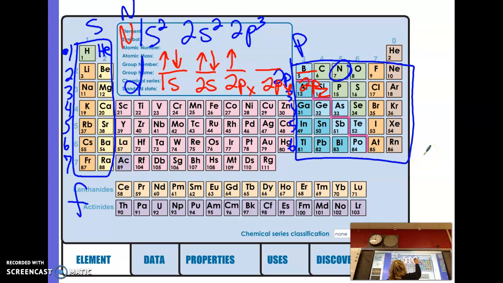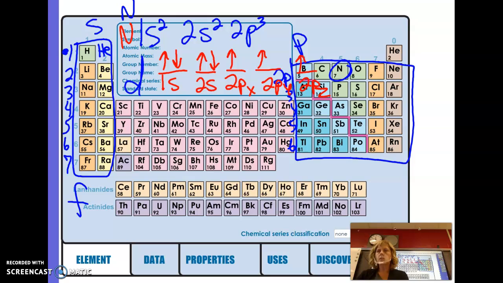So 1, 2, 3, and I know I'm writing on top of things, so it's a little bit messy. And I only have 3 electrons, so I stop here. And again, it should add up to 7. So 2, 4, 5, 6, 7.